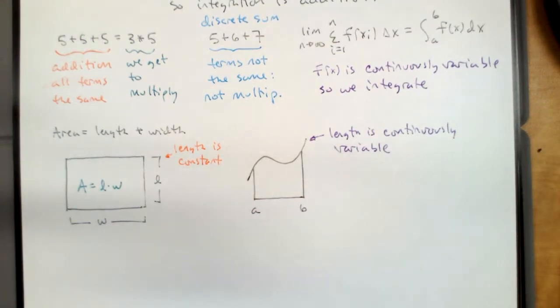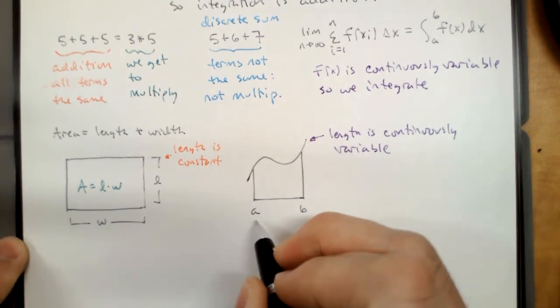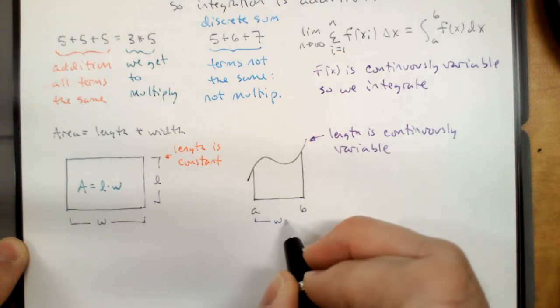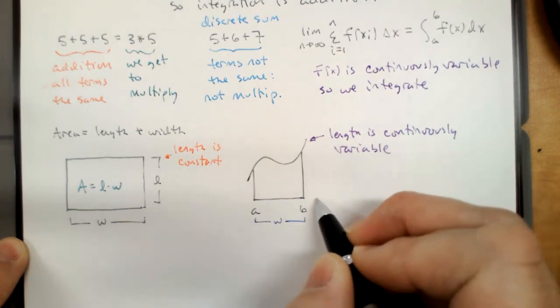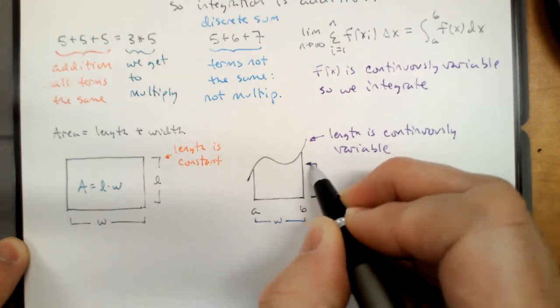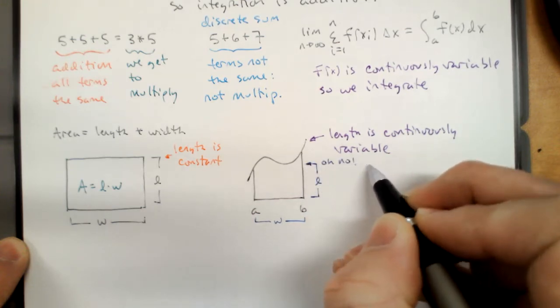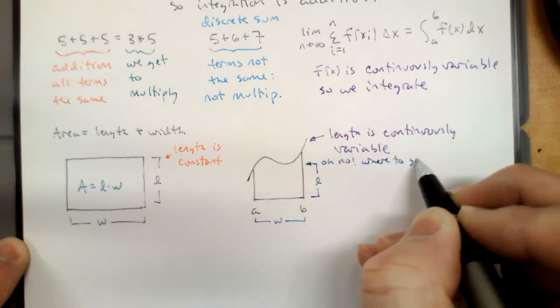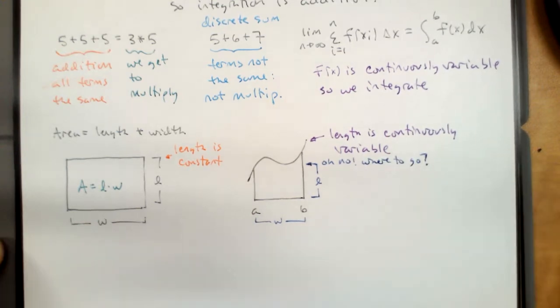Here, the length is continuously variable. Every place I pick along what I would want to try to label as the width, every place I pick down here, I have a different value for the length. The length is different at every value between A and B for the width.